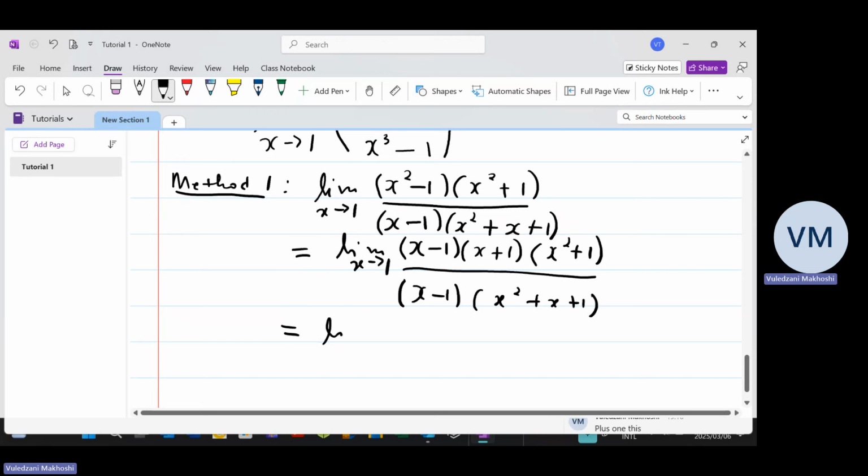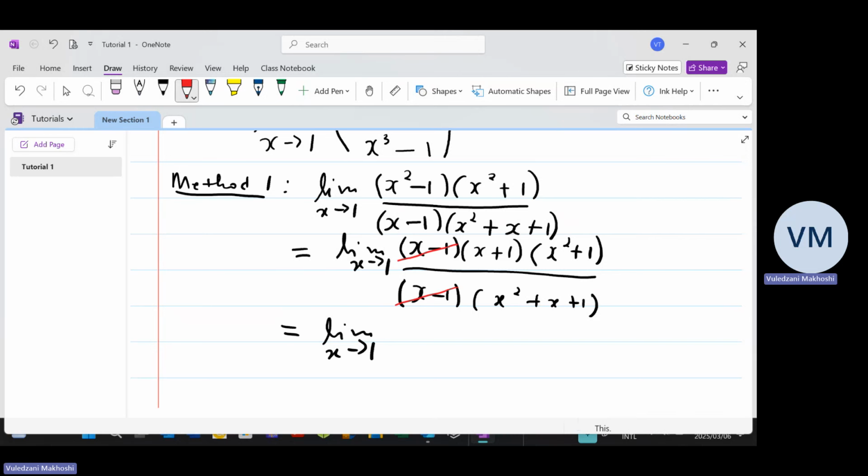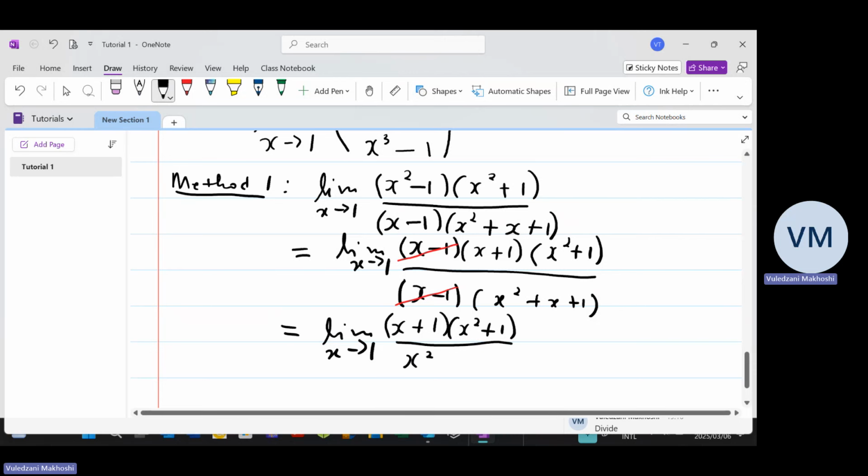This is equal to the limit when x is approaching 1. And you can see that now this term and that expression will cancel out. So we are left with x plus 1 into x squared plus 1. Divide this by x squared plus x plus 1. Now, 1 is in the domain of our function. Therefore, we can do direct substitution.